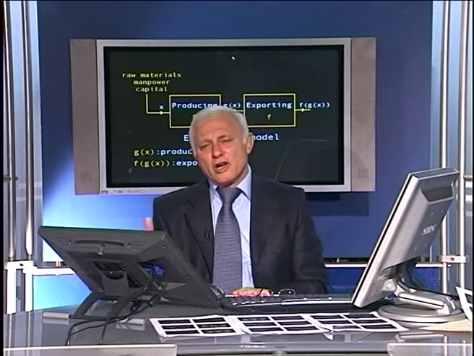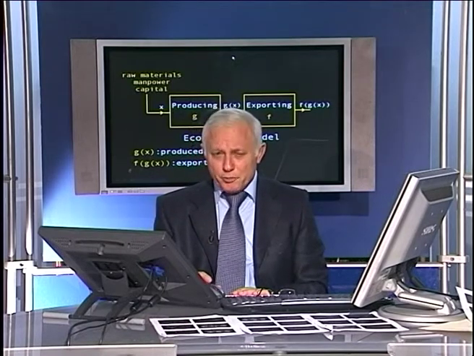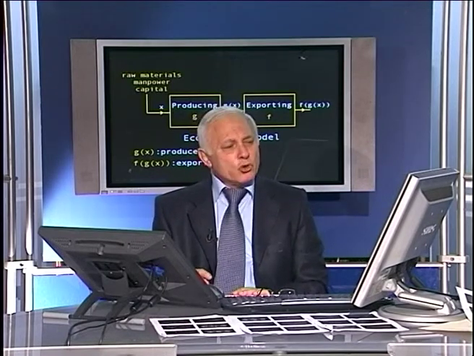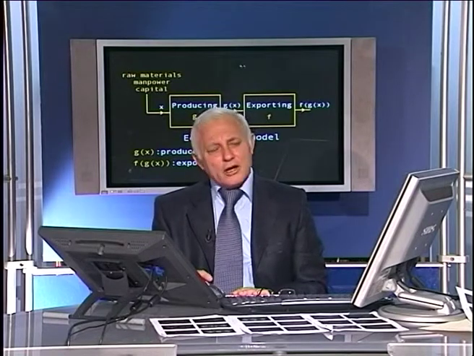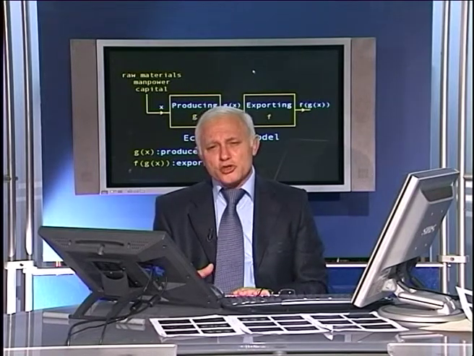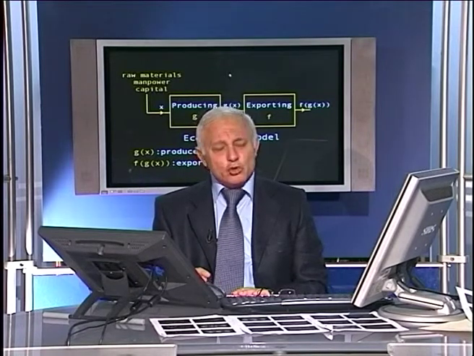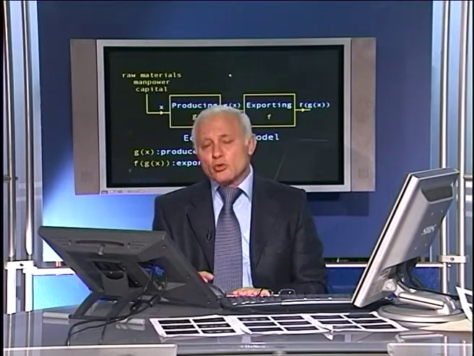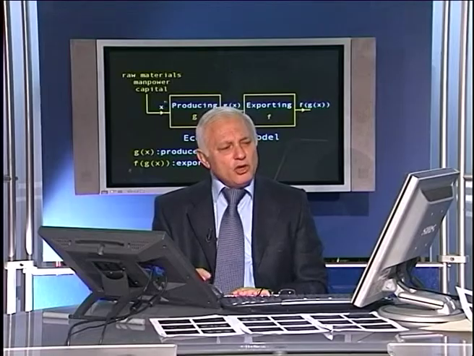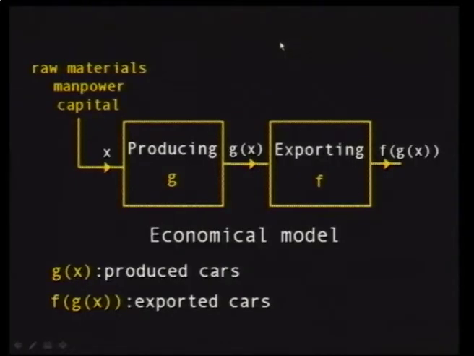So for example, cars which come from the Far East are cheaper, so you cannot compete with them. Although you produce cars, you cannot export these cars. So here you have two operations in sequence, and you have to see when and why you can compose these two operations together, and what's the domain of this composite operation.